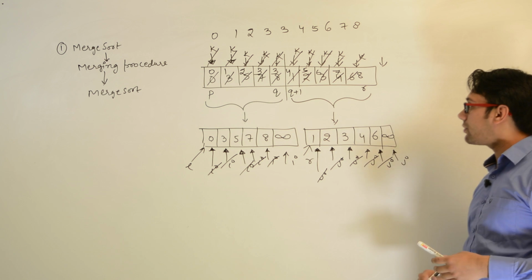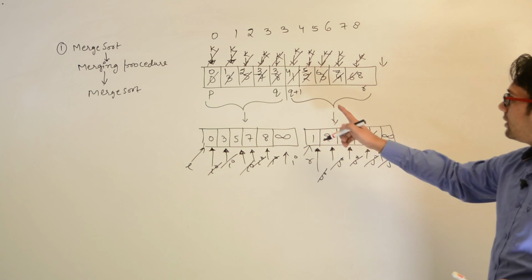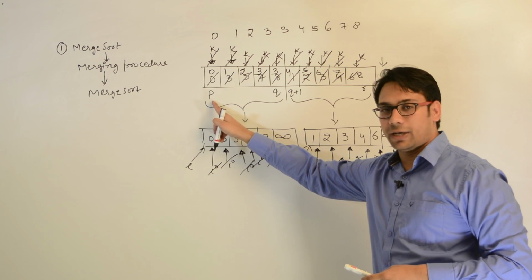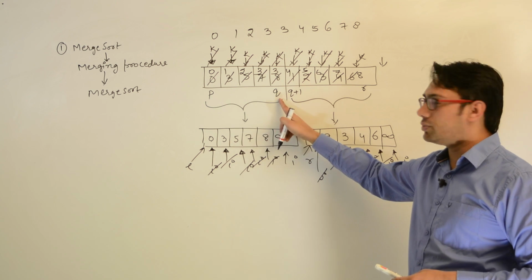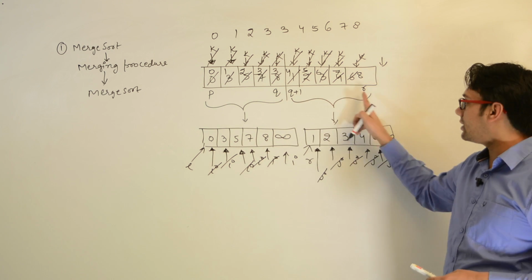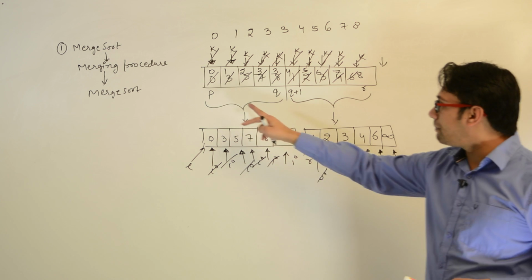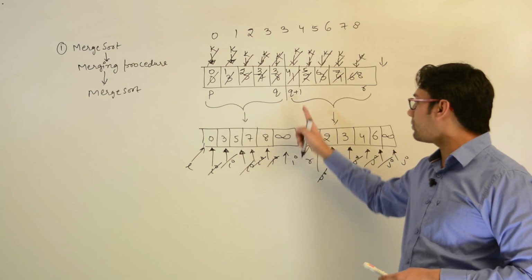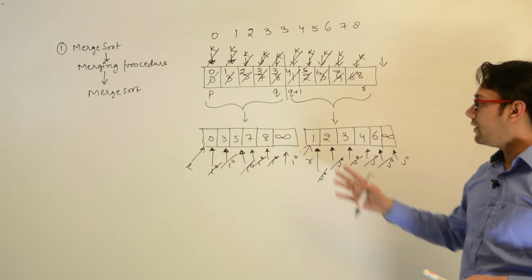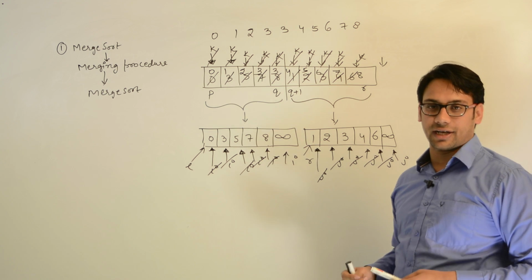So initially we are going to write an algorithm here. Here we are going to assume that we have a point P, a point Q, a point Q plus 1, and then a point R. So from P to Q the data is already sorted, and from Q plus 1 to R the data is already sorted. We just have to merge all these data items.